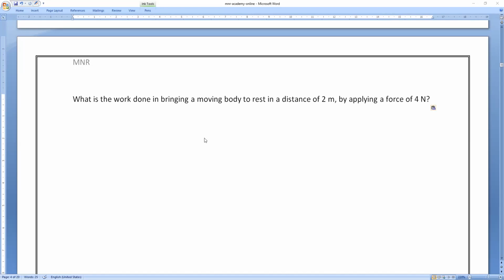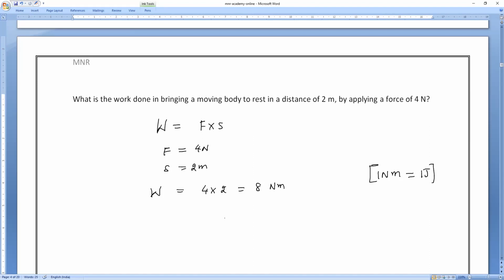What is the work done in bringing a moving body to rest in a distance of 2 meters by applying a force of 4 newtons? So what is the answer, please? You can directly say work done is equal to, what is the formula? Force into displacement. Am I right? So force is 4 newtons and displacement is 2 meters. Work done is 4 into 2, which is equal to 8 newton meters. We all know that 1 newton meter is equal to how many joules? 1 joule. So what is the work done? 8 joules.